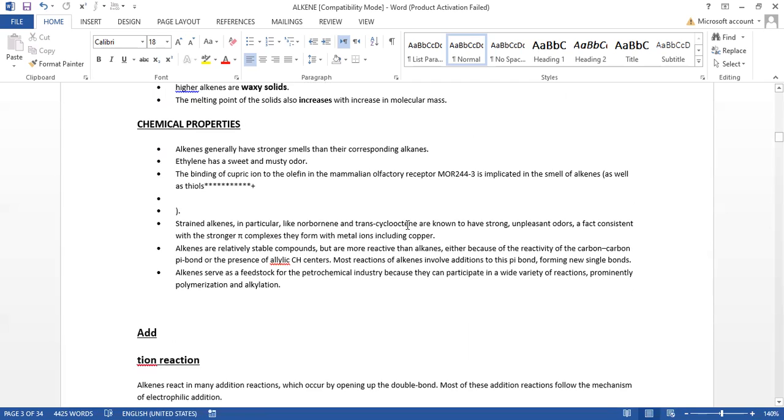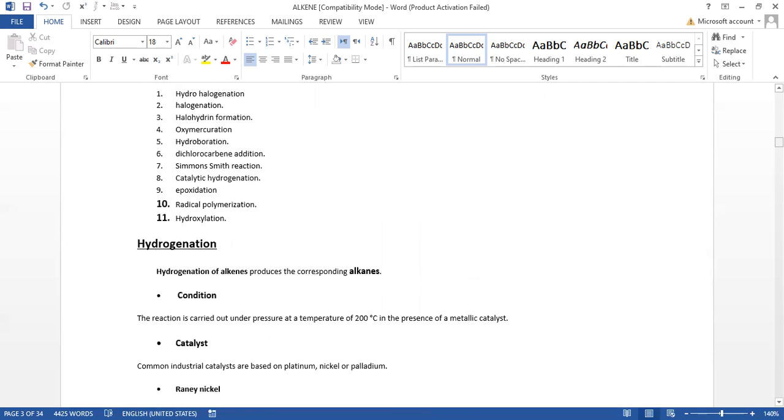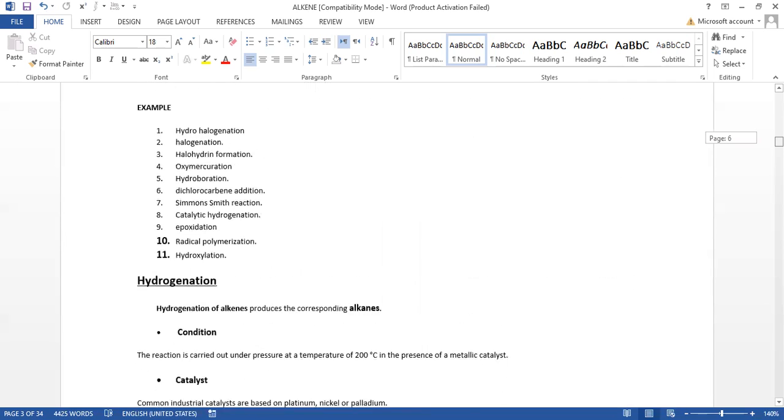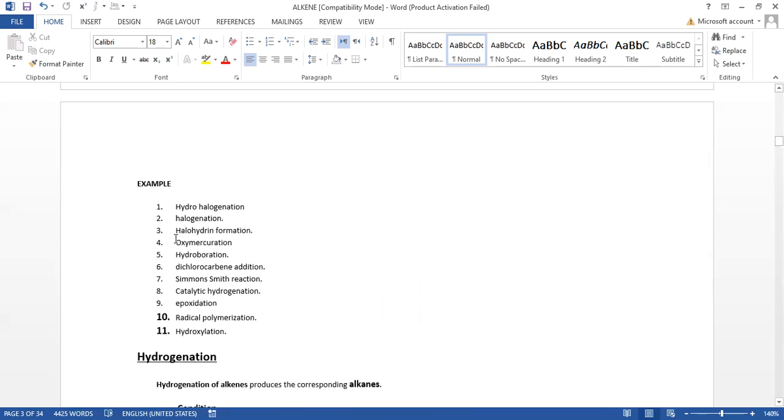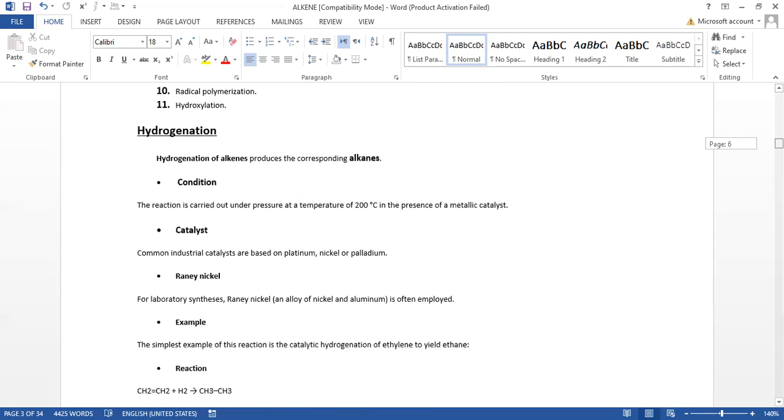And now we are moving towards the chemical properties. These chemical properties are as follows. These are addition reactions, and these addition reactions are as follows: hydrohalogenation, halogenation, halohydrin, hydroboration, dichlorocarbene addition, Simmons-Smith reaction, catalytic hydrogenation, radical polymerization, hydroxylation, etc.